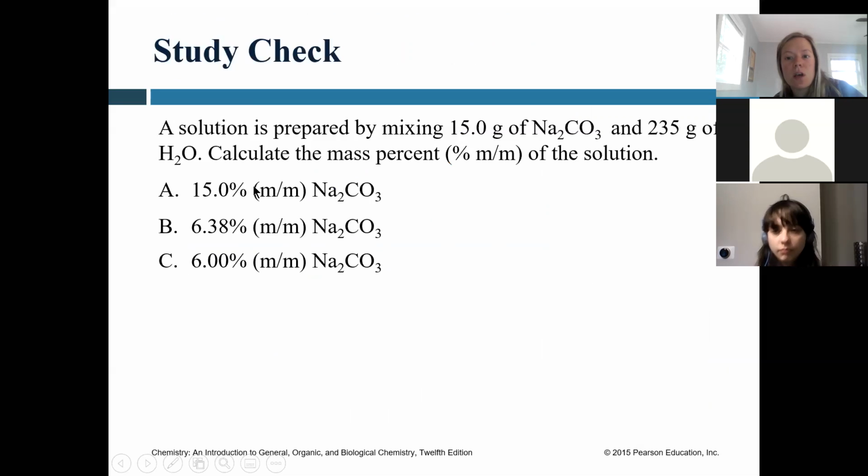All right, let's do one. So a solution is prepared by mixing 15 grams of Na2CO3 and 235 grams of water. I want you to calculate the mass percent for this.